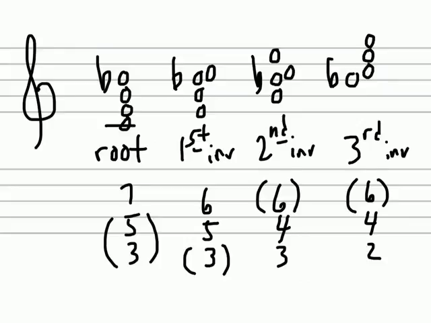So root position, 7, 5, 3, we just write the 7. First inversion, 6, 5, 3, we'll write the 6 and the 5. Second inversion, 6, 4, 3, we'll write the 4 and the 3. Third inversion, 6, 4, 2, we'll write the 4 and the 2.